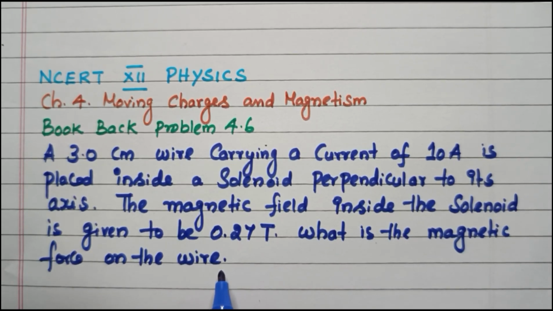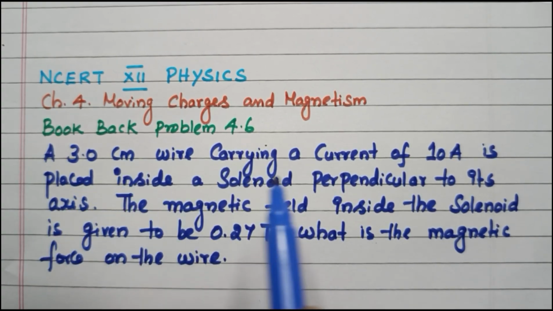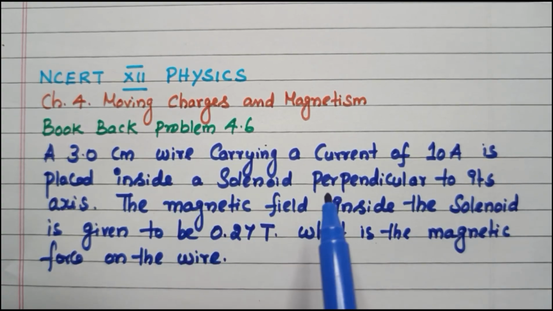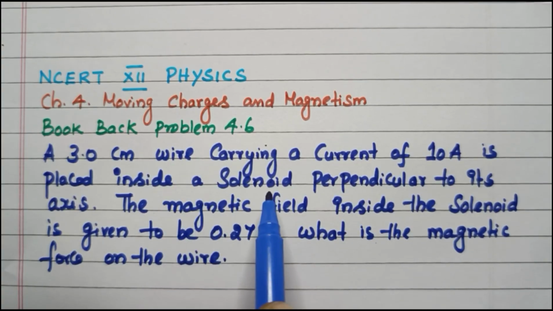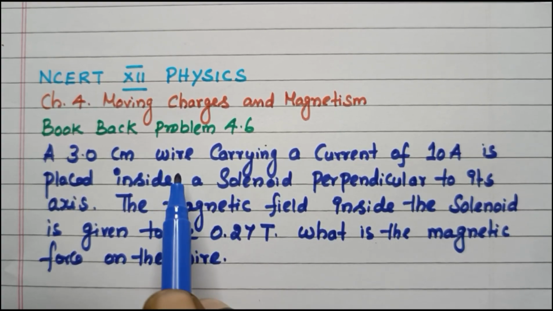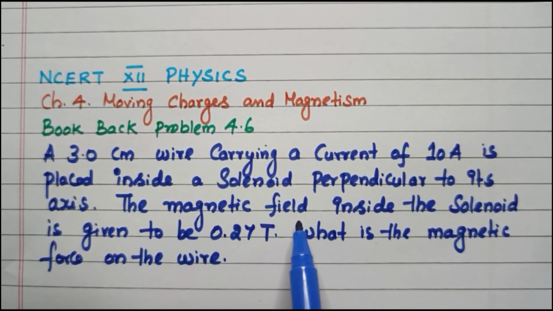Now let us see what are the numerical data given in this problem. Length of the wire is given, which is 3.0 cm. Current passing through the wire is 10 ampere. The wire is placed perpendicular to the axis of the solenoid, which means that the wire is placed perpendicular to the magnetic field produced by the solenoid. Since it is placed perpendicular, the angle between the wire and the magnetic field is 90 degree. It is also given that magnetic field is 0.27 Tesla. What is asked? We have to find the magnetic force experienced by the wire.